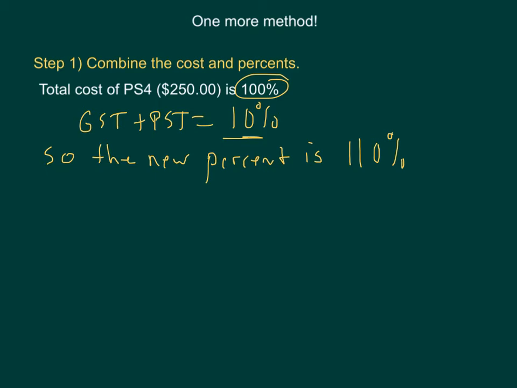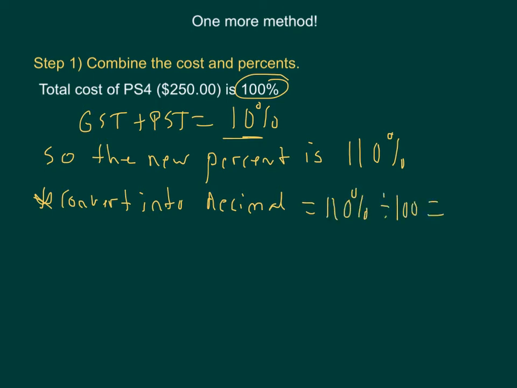Well, same thing again. So we're going to convert our percent into a decimal. So just like before, convert it into a decimal. Sorry about the messy writing. So we've got 110% divided by 100 equals 1.10. Got our decimal, just like before.